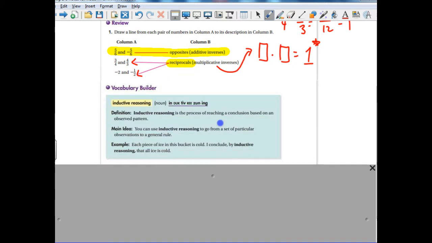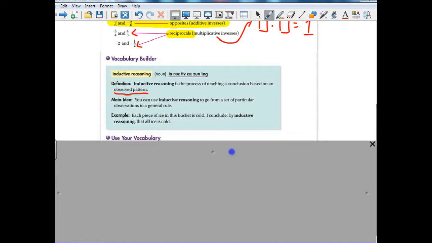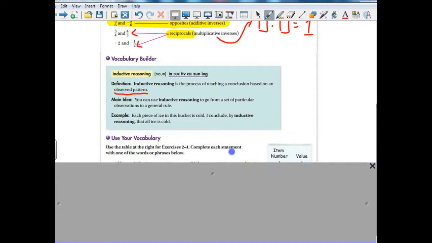Moving on down here into inductive reasoning. Simply put, inductive reasoning is basically making a conclusion based on a pattern that you observe. And we are going to look at that in some tables today. You probably do that instinctively, but what they call that is inductive reasoning.